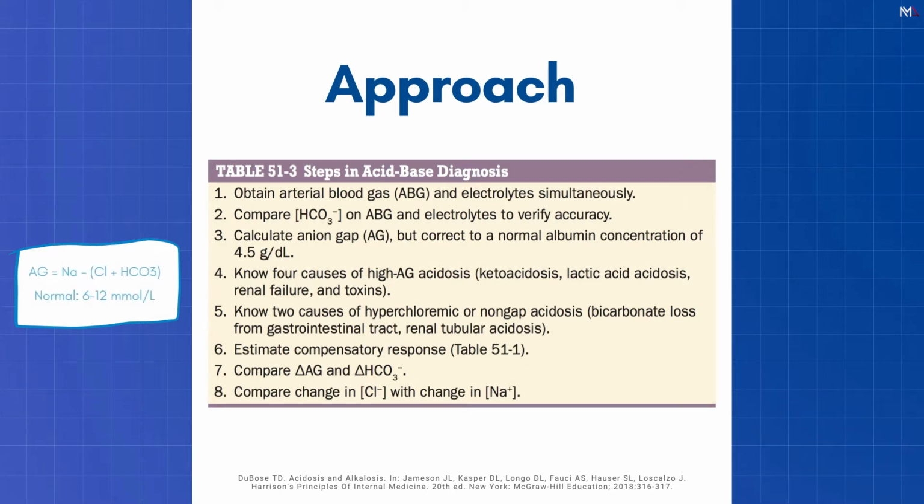Third, the anion gap is calculated. The formula is anion gap equals sodium minus chloride plus bicarbonate. The normal value ranges from 6 to 12 millimoles per liter. Fourth is to know the 4 causes of high anion gap acidosis. Fifth is to know the 2 causes of non-anion gap acidosis. Sixth is to estimate the compensatory response as shown in the previous slide. Seventh is to compare the change in anion gap and the change in bicarbonate. And lastly is to compare the change in chloride with the change in sodium.